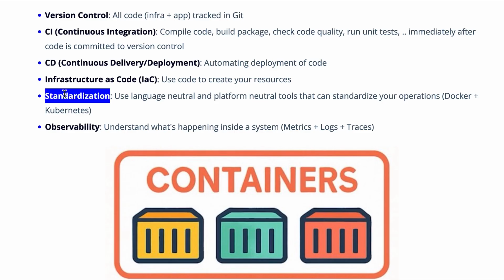If you have standardization in place, you can use the same processes irrespective of whether it's a Java application, whether it's a Python application, or if you're deploying on the local machine or deploying to the cloud. That's what containers and container orchestration enable. That's what Docker and Kubernetes enable.